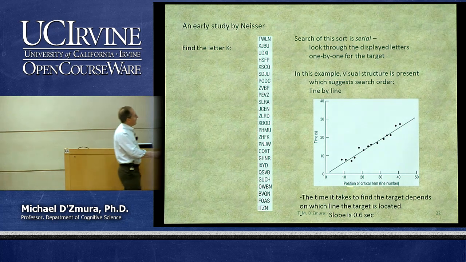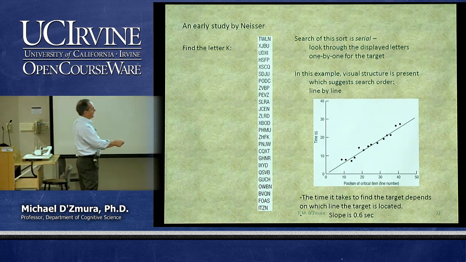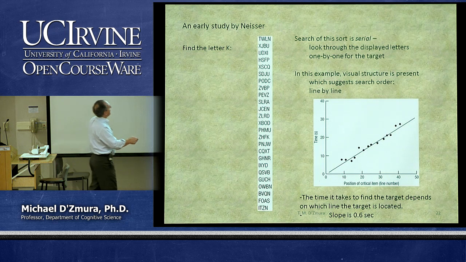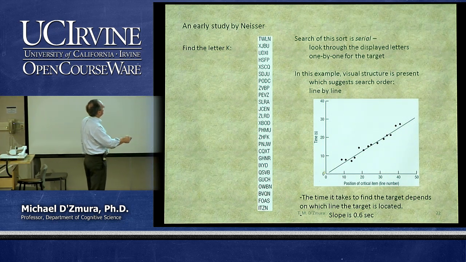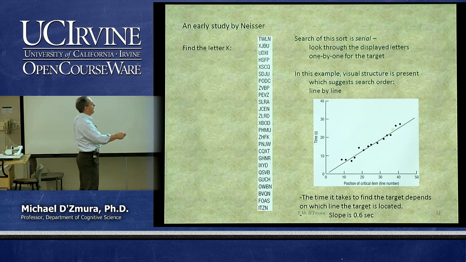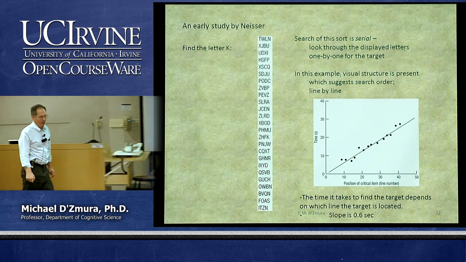So the position of the critical item, in this case which row has the letter K in it, is the horizontal axis, and that varies in this case from 0 to 50. And this is the time in seconds that it takes a person to find something. You can see that as the item moves lower and lower down the list, the time to find it goes up, up, and up. And that's sort of a classic result.